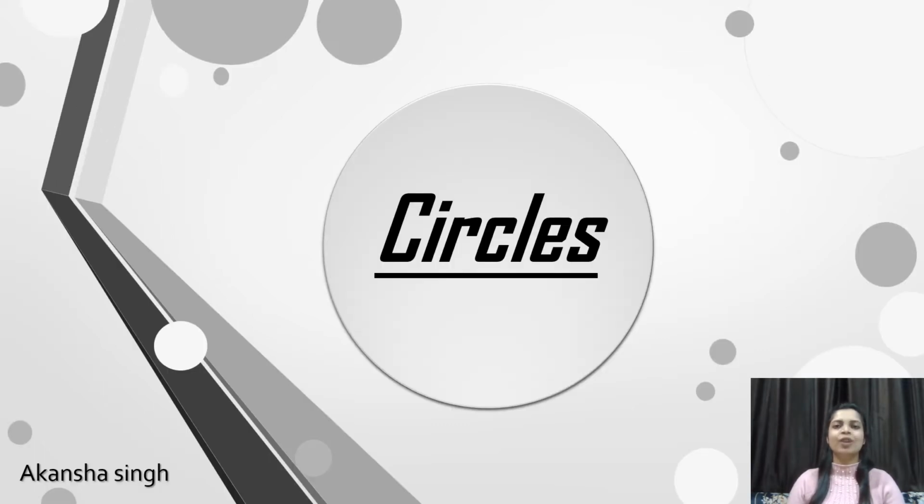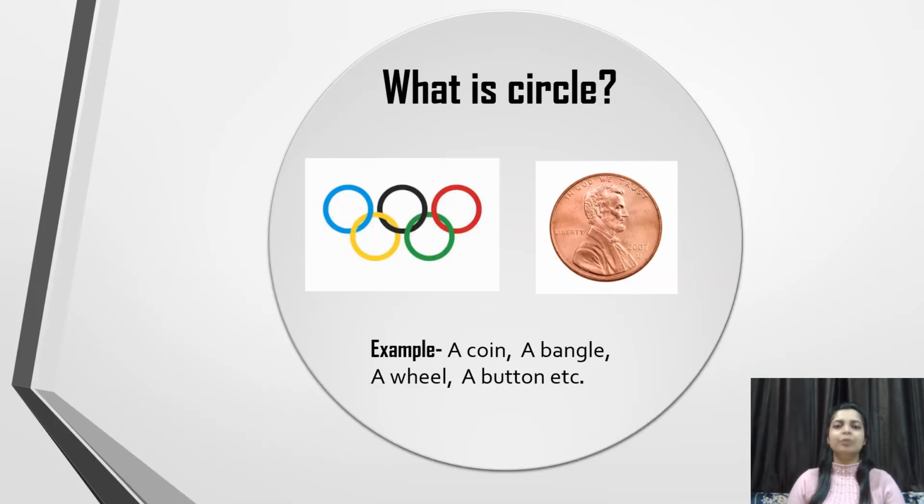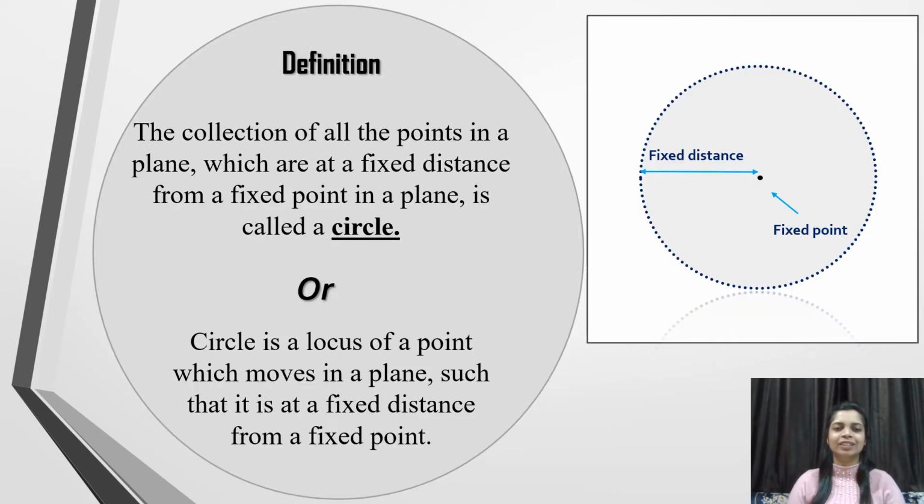So students, what is a circle? I'm sure you all know what shape looks like a circle. For example, you can see the picture of a coin, that's the shape of a circle. But students, do you know the mathematical definition of a circle? The collection of all the points in a plane which are at a fixed distance from a fixed point in a plane is called a circle.